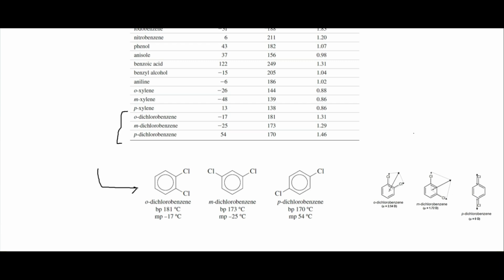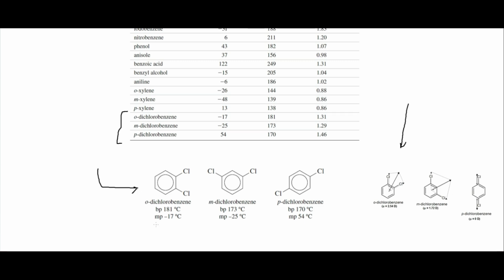And so we see even though these have the same molecular formula, they can have different boiling points and melting points depending on where these substituents are relative to each other. And that's because, as we can see over here, we can get different dipole moments on these molecules depending on where these substituents are relative to each other. It's also going to depend on what these substituents are.